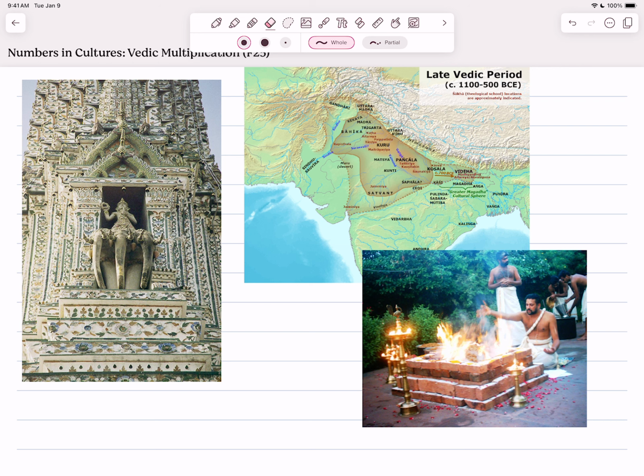This video will be on Vedic multiplication, which is part of the Numbers in Cultures series, as part of the activities we'll be doing in this quarter. So we'll be looking at multiplication developed by the Vedic culture, which is like North India. I have a map detailing the Vedic region during the late Vedic period.